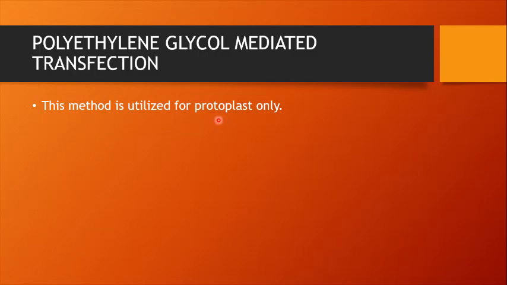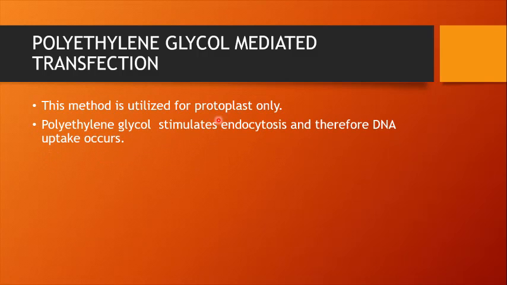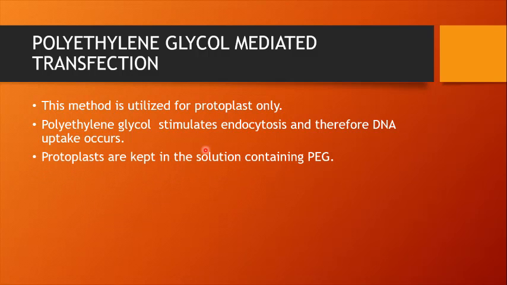But here we can utilize it for protoplast only. Polyethylene glycol is a chemical which stimulates endocytosis, and therefore DNA uptake occurs. So here we are using a chemical, that is polyethylene glycol. What is the function of polyethylene glycol? It stimulates the endocytosis, the entry of the DNA into the cells, and DNA is taken up by the cell.